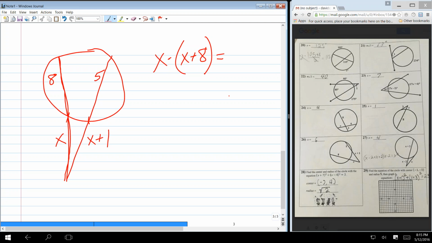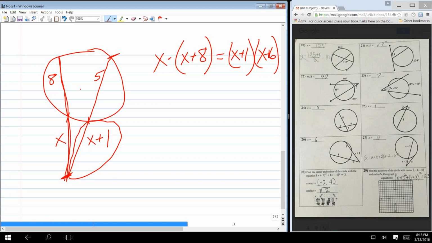And that's equal to what? x times x plus 8 is equal to the part outside the circle, 1, times the whole secant line. What's the distance of the secant line from there to there? x plus 6. Isn't it 5 plus x plus 1? Right, so it's x plus 6.